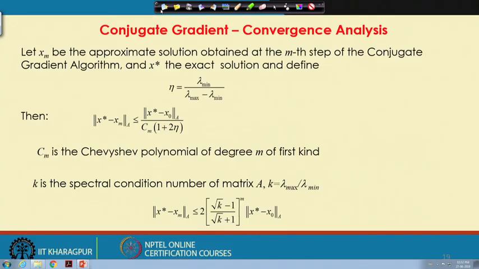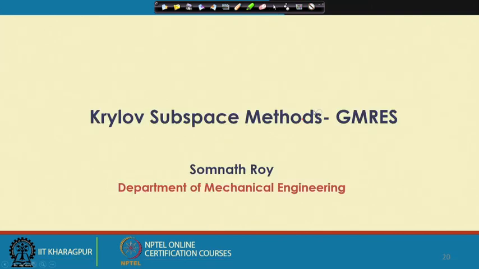So, let us quickly look into the generalized method for any matrix. We will not restrict ourselves to symmetric positive definite matrices, for any matrix, which is called the GMRES method or generalized minimum residual method, and it is an oblique projection method.